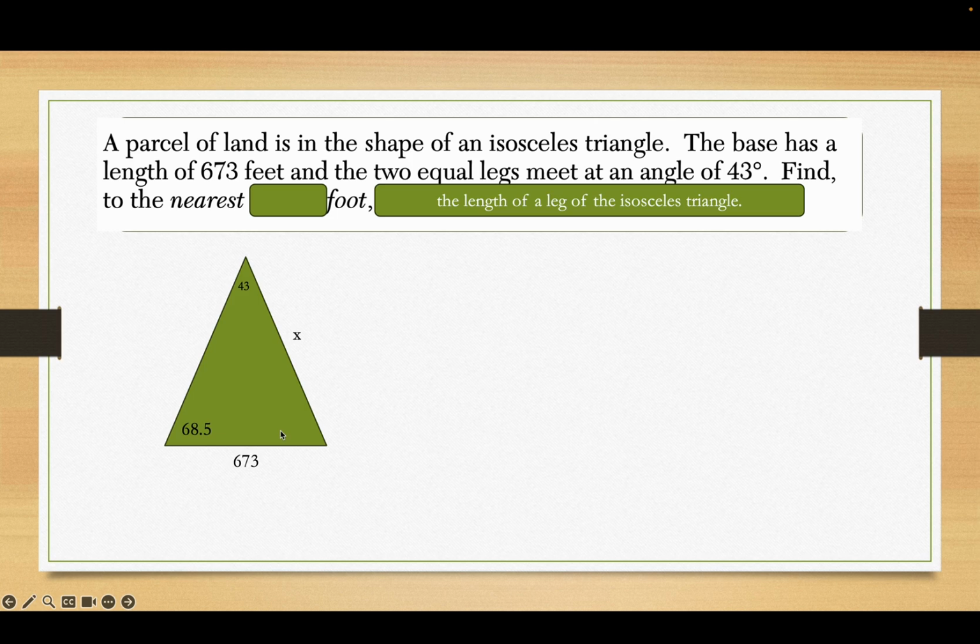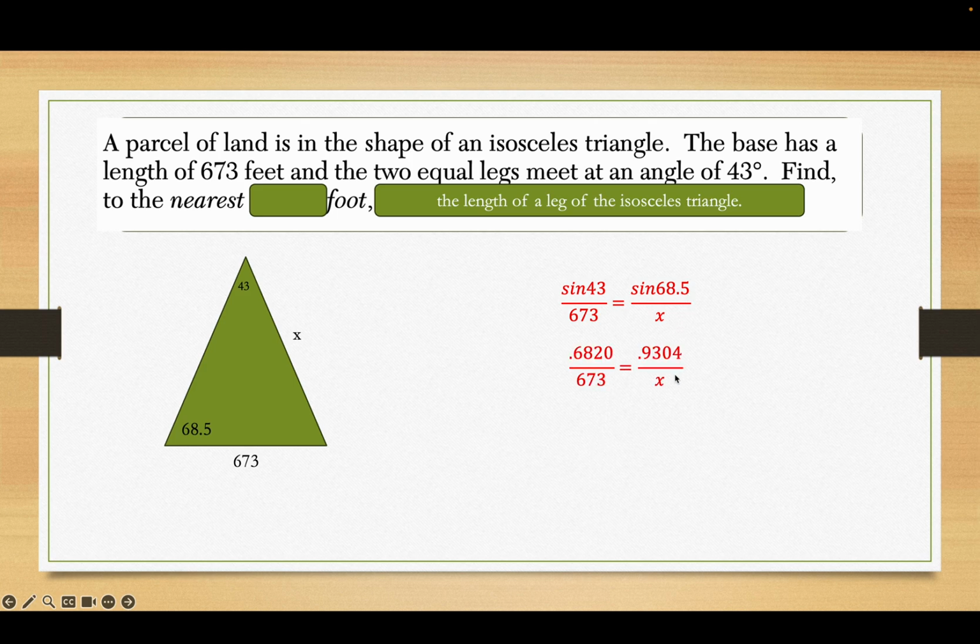So as I put out this diagram, what I see is my information is not side angle side, and my information is not side side side. So I go with the law of sines. And that says the sine of A is to A as the sine of B is to B, and so on. And remember, they're across from each other. So sine of 43 is to 673, as the sine of 68.5 is to x.